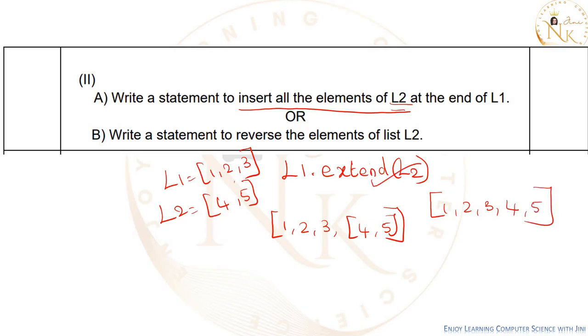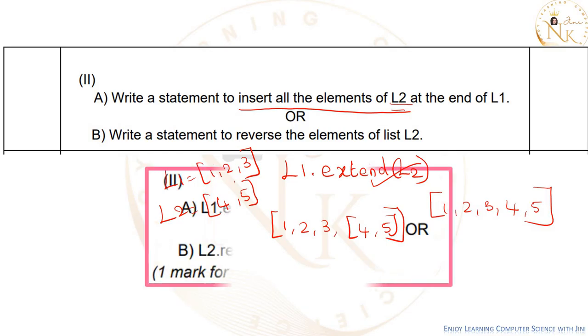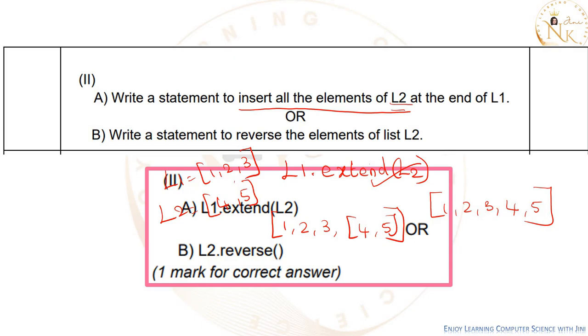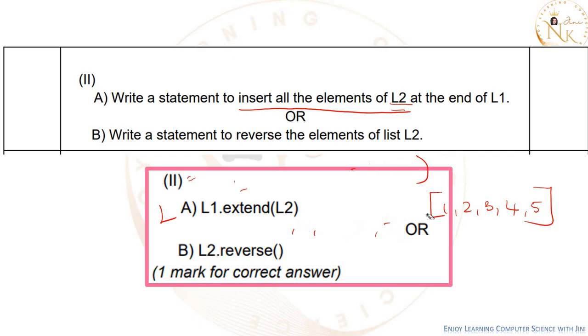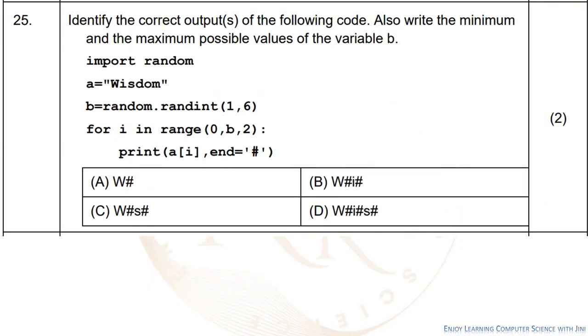Now write a statement to reverse the elements of list L2. It is reverse. Okay. L2 dot reverse. This is your answer. So you have to write only one of these questions, answer only one of these questions, and you will score 1 mark. Very simple, right?